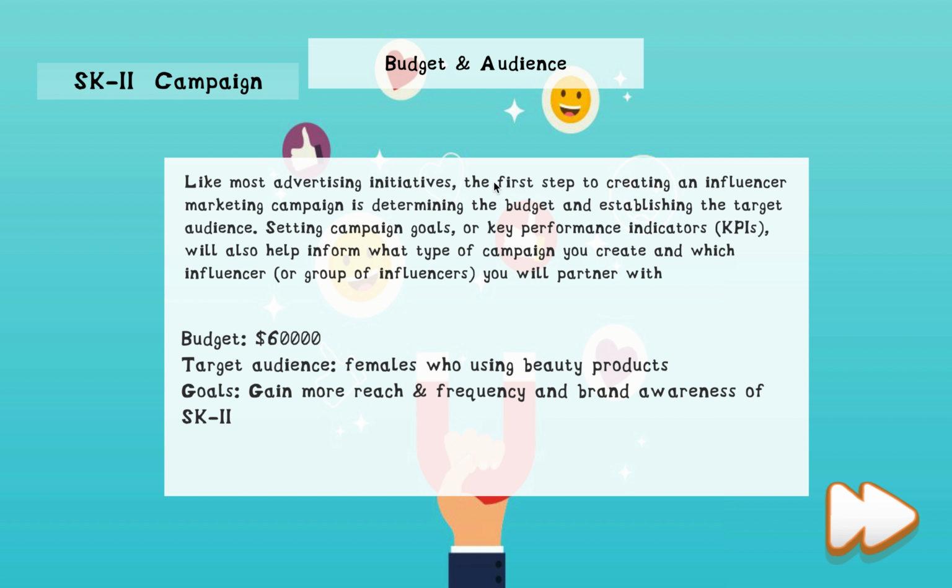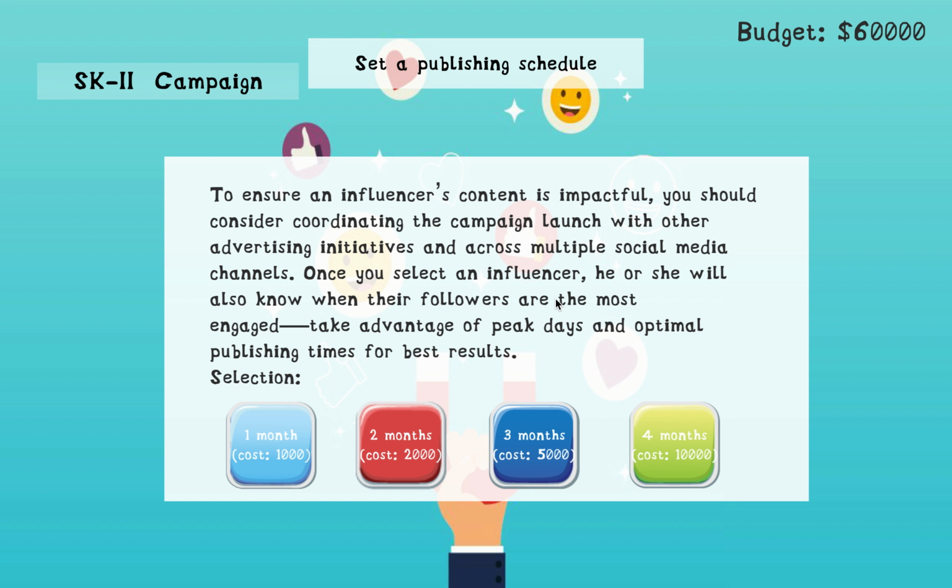This is the information that tells the user what to do: set up your budget and target audience. The next step is to set up your publishing schedule. So here is a schedule. You can select 1 month, 2 months, 3 months, or 4 months. The text briefly introduces the importance of the schedule of a campaign. In our game, we provide 4 actions. We click 3 months.